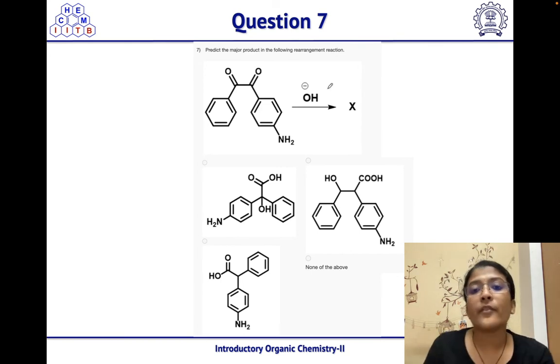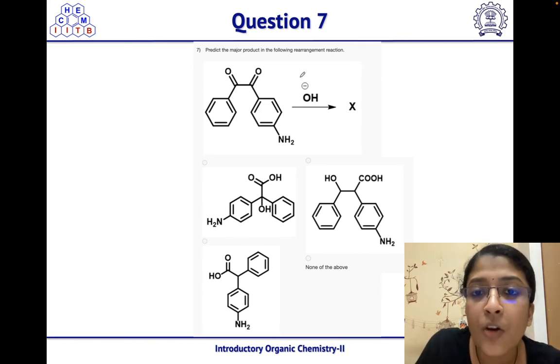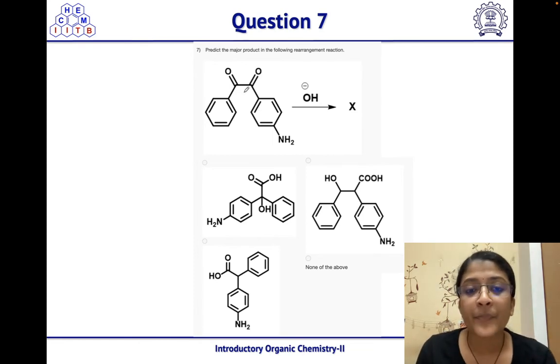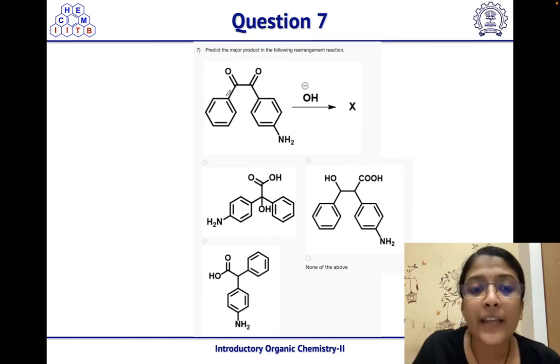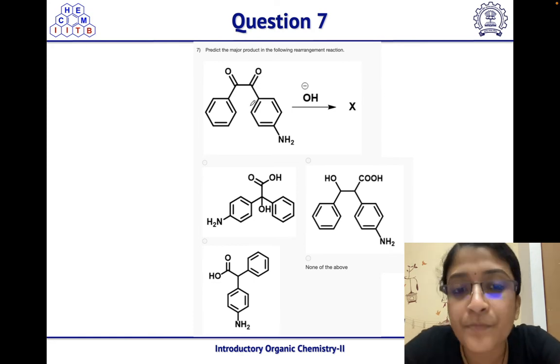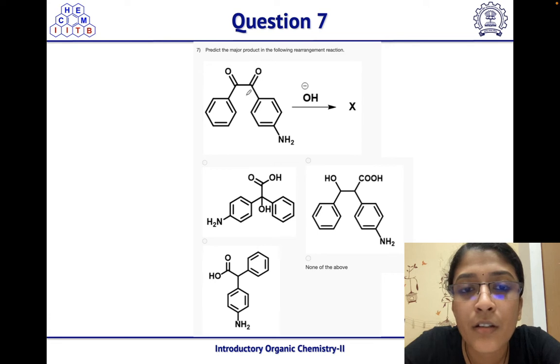So here we know that this is a base or a nucleophile. It can attack the carbonyl, either here or from here. But only one side attack is taking place. So which side? Is the attack taking place from the phenyl side or the substituted phenyl side? Any idea? From the amine side. Why?